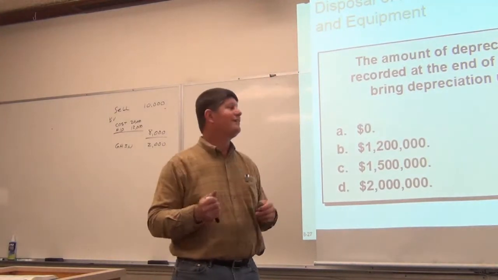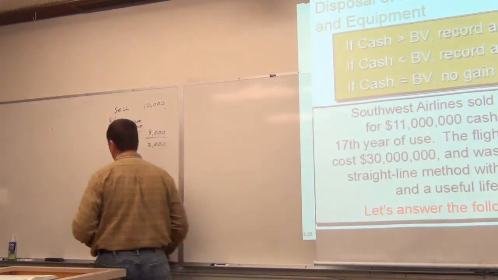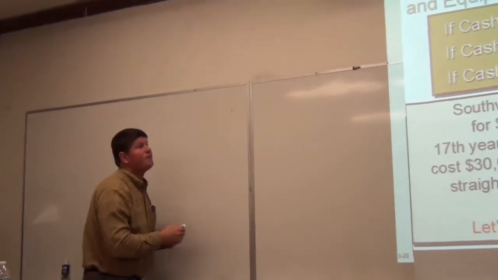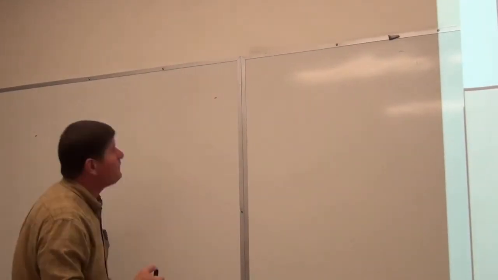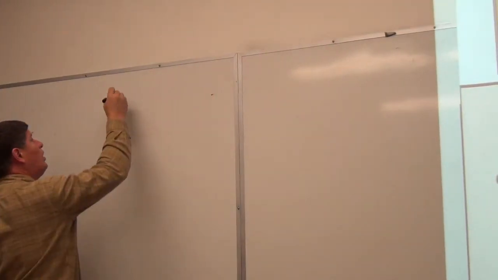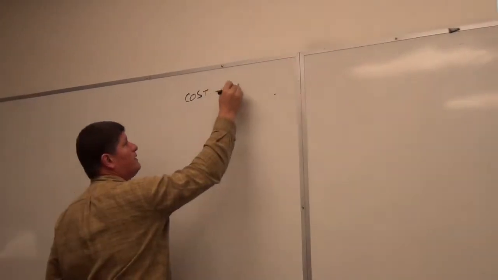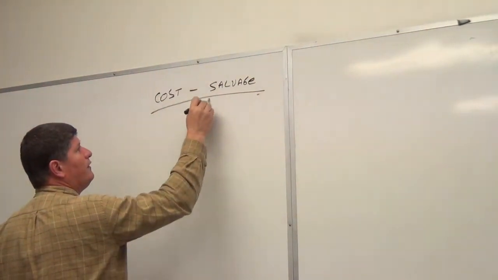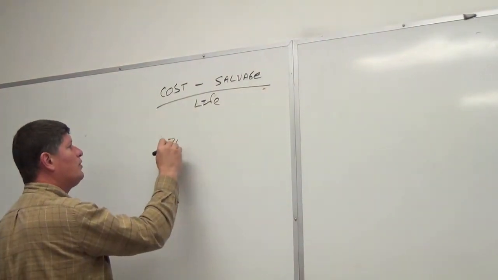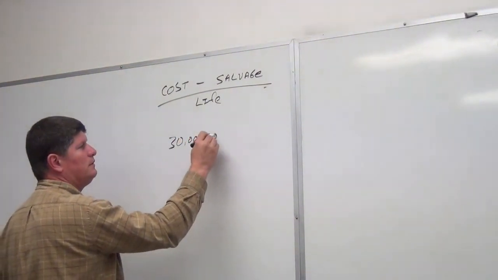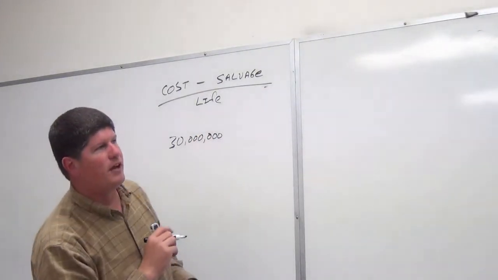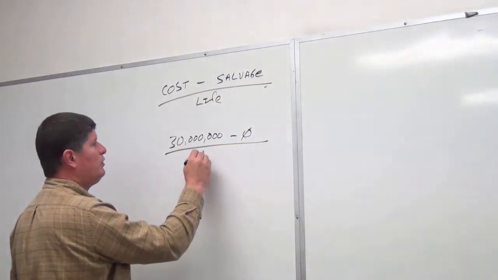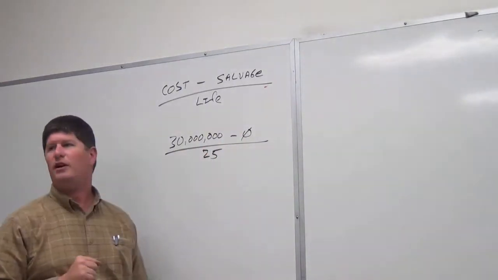Let's go back to the previous slide. How do we calculate straight line depreciation? Cost minus salvage divided by life. What was our cost? $30 million. What's our salvage value? 0. Divided by, what's our life? 25 years. What's 30 million divided by 25? Anyone?